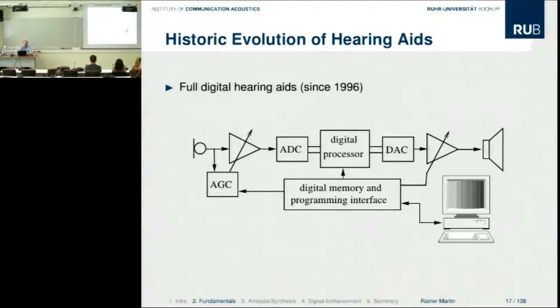Then for now roughly 15 to 20 years, we have fully digital hearing aids where all the processing is done in the digital domain. This is quite natural to us now, but this was quite a major move in the industry to go from the analog to the digital. It started with the high-end, the expensive devices, but now roughly 95% of all devices sold are digital.